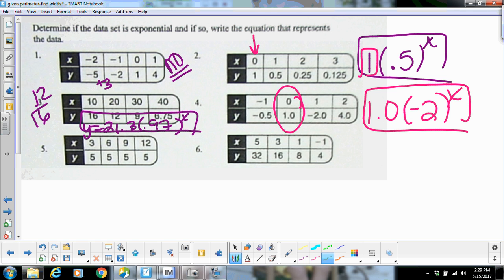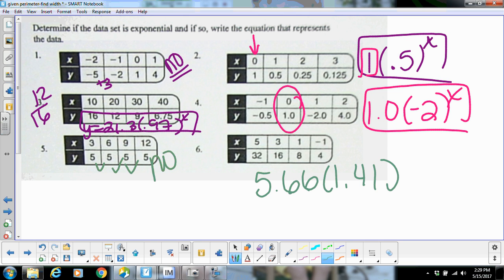Okay, number 5, these are not changing, so that one's going to be another no. And here they are dividing by 2, so that's the same thing as 1/2. Okay, and this one's going to give you 5.66 times 1.41 to the x.